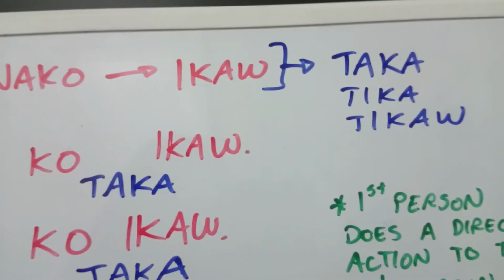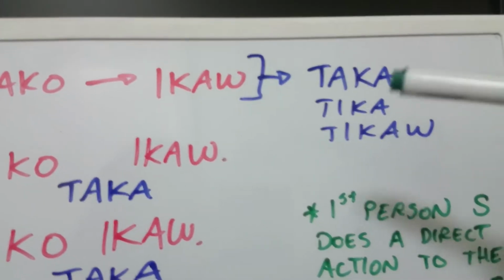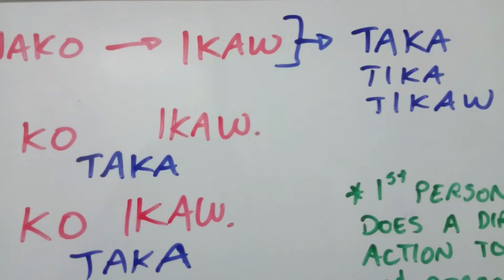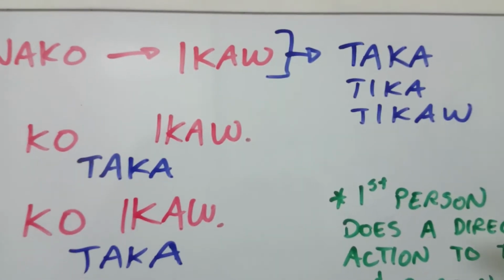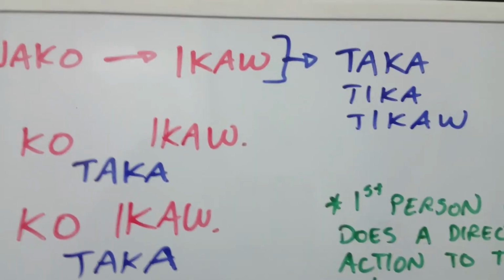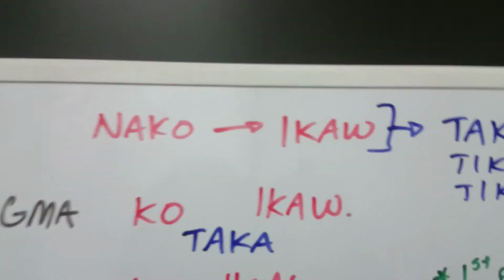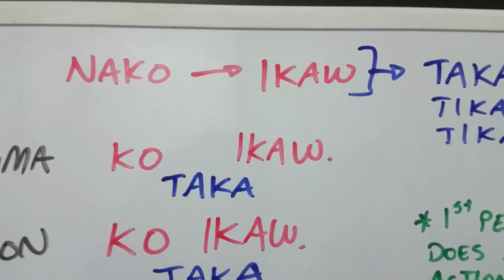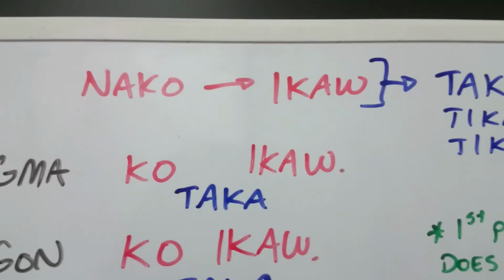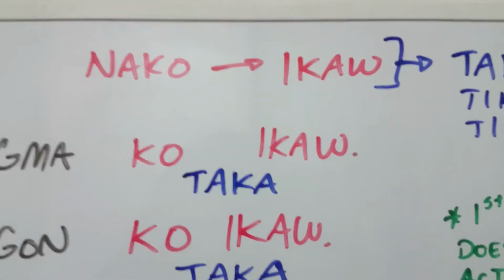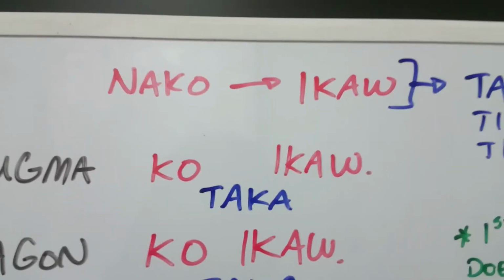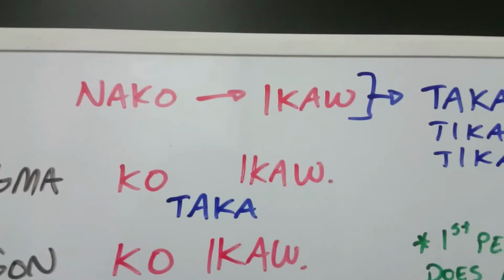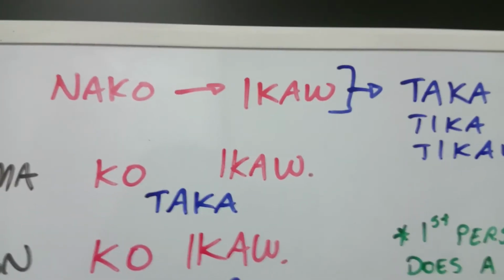Again, I grew up learning and saying taka instead of tika or tikao, but I've heard tikao and tika too. I'm going to use taka because it's just what I grew up with, right? This case only happens when you have the first person singular doing a direct action to the second person singular, right? It only works with a first person and second person singular.